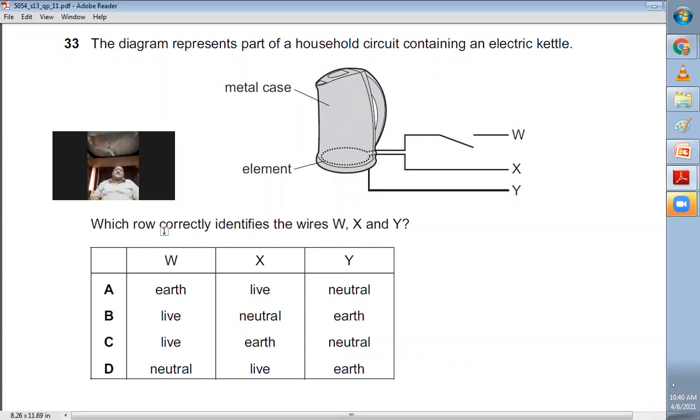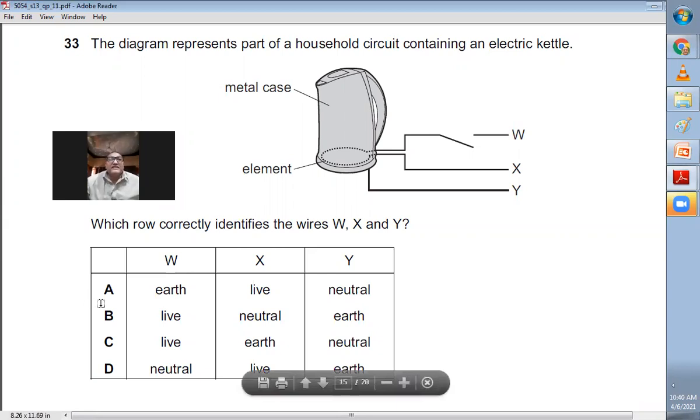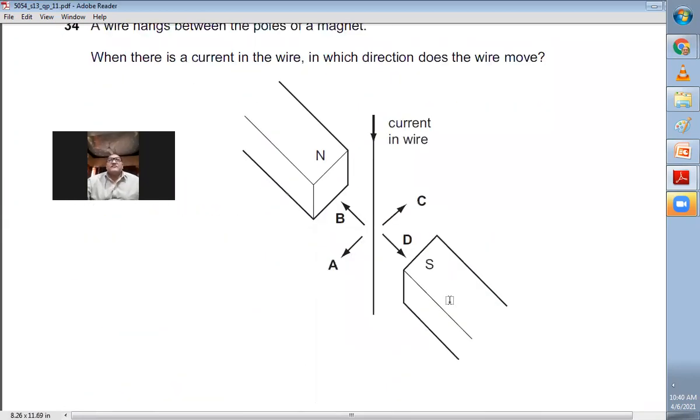How do I know that is the live wire? Because we have a switch in W. So the W should be live, X should be neutral, and the Y should be earth wire. So B is the right choice. Question number 33, B is the right choice.